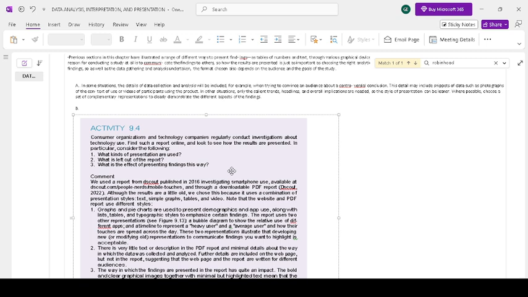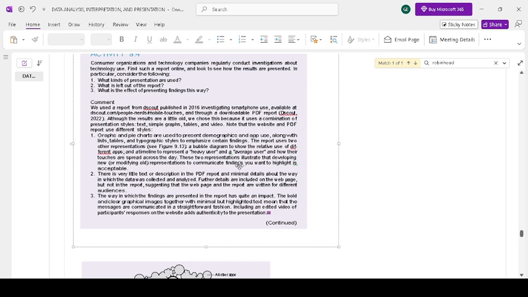Consumer organizations and technology companies regularly conduct investigations about technology use. Find such a report online and look to see how the results are presented. In particular, consider the following. What kinds of presentation are used? What is left out of the report? What is the effect of presenting findings this way? Comment. We use a report from dscout published in 2016 investigating smartphone use.